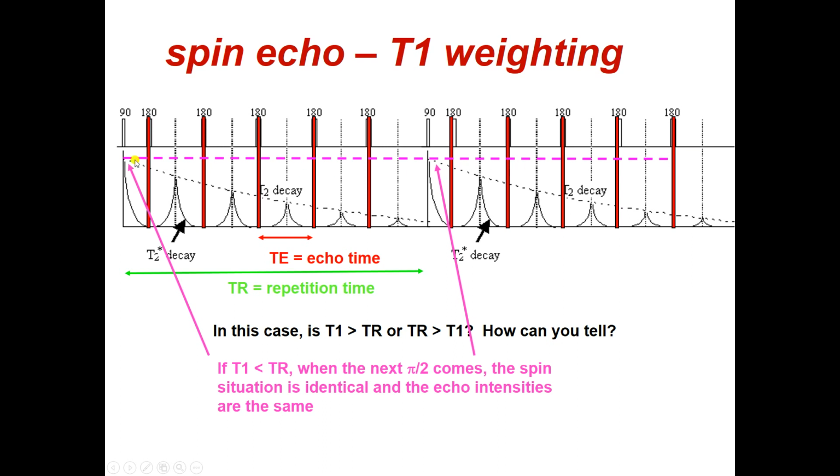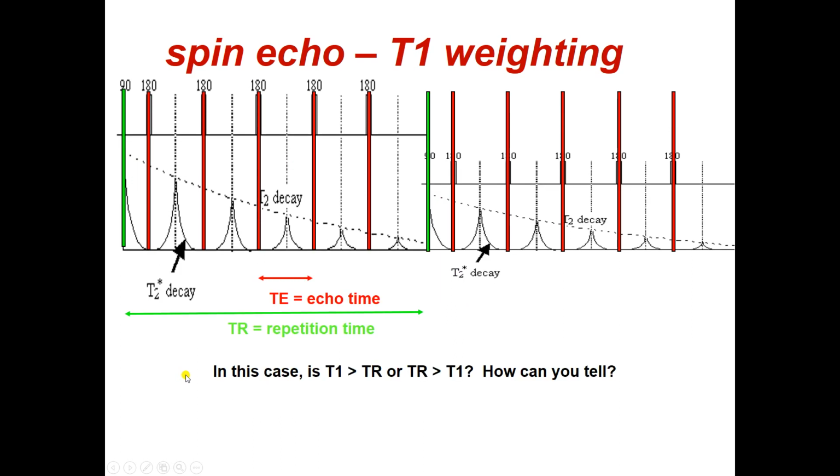So look at this pink line that I've drawn. I'm sure you weren't paying attention to this before. If you wait long enough with your repetition time, so you wait a long, long time, all these spins have relaxed fully. There is no saturation. And when you apply your next 90-degree or pi by 2 pulse, everything is identical to what it was at the beginning. And this first echo will be just as big as it was at the beginning. And then you know that T1 must have been shorter than TR.